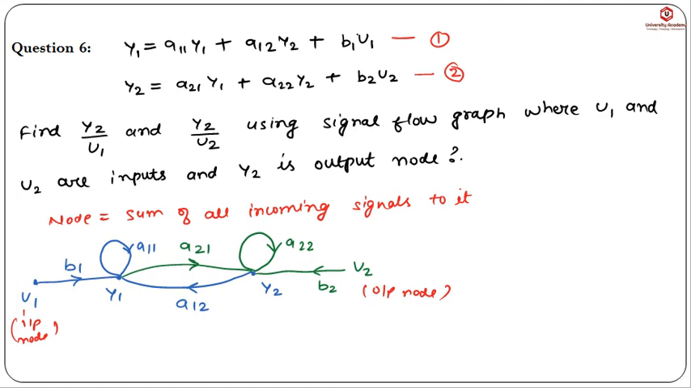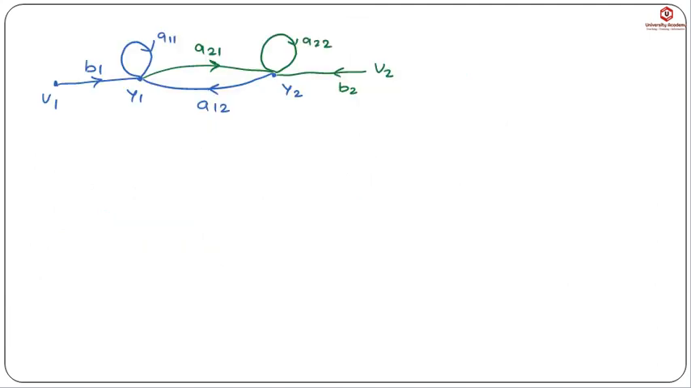Okay, and this y2 should behave as an output node. Here y2 has both incoming and outgoing signals present. It means y2 is a mixed node, but we have to make it an output node, so we have to extend it with unity gain. Okay, so now let us find out the value of y2. Now we are calculating y2 by u1. So u1 is an input node, so the u2 input should be 0, because in the transfer function we consider one input at a time.